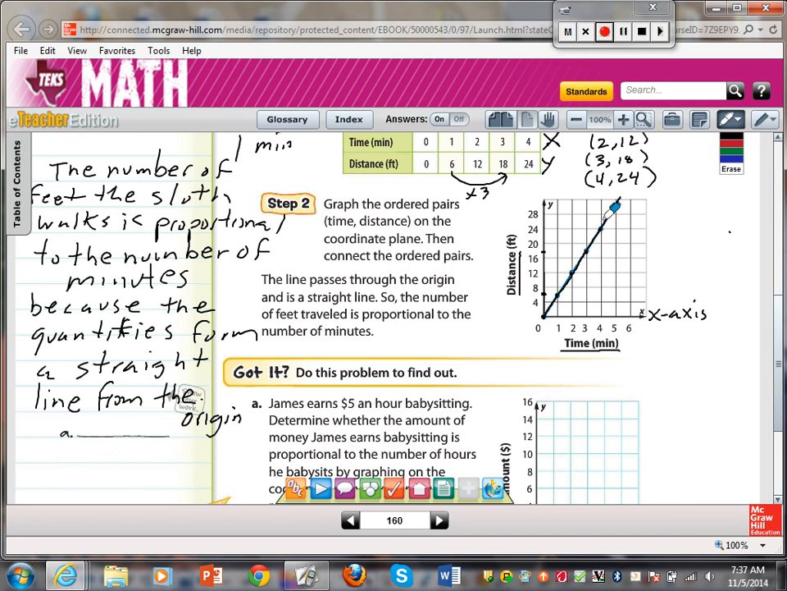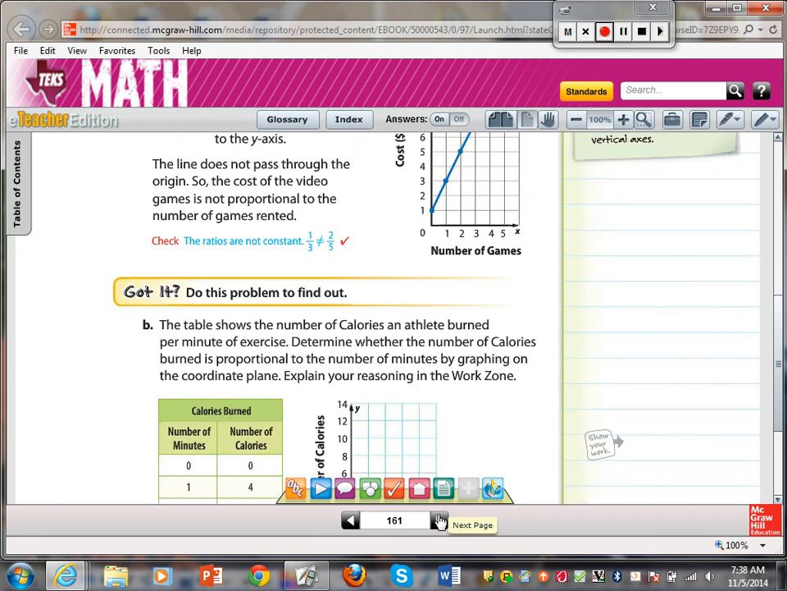So the previous days you learned the scale factor from one fraction to another, and then you learned how to find the constant of proportionality by dividing the ratios, and then you also learned the cross product to find out if two fractions are equal. This is just another way to find out if quantities are proportional to each other. Let's go ahead and go to page 161.